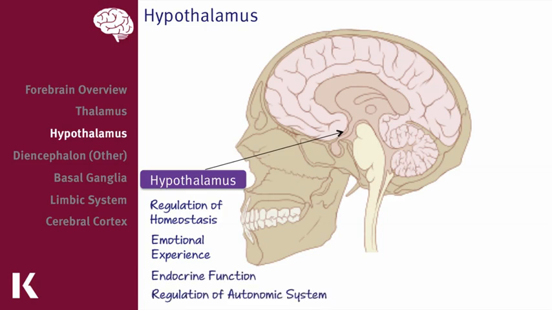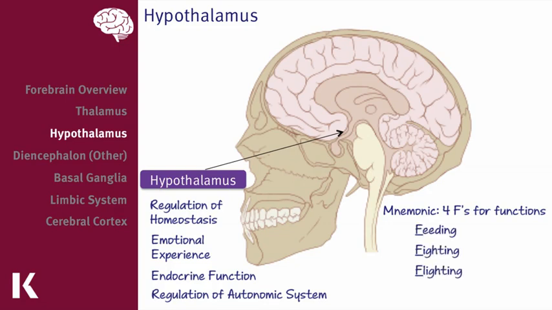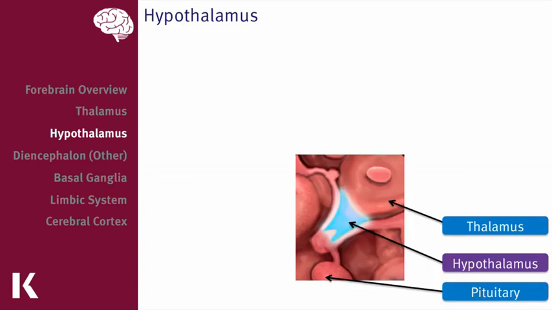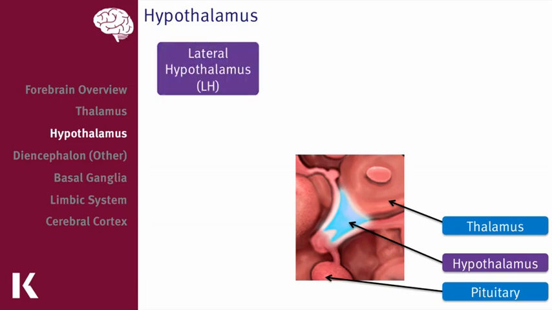And do know that for test day, we do have a mnemonic to help you remember the purpose of the hypothalamus, which is that it's responsible for the 4 F's of our functioning. There's feeding, fighting, flighting, and sexual functioning. The hypothalamus is located just below our thalamus, which makes sense. Hypo means less than or below, and the hypothalamus is connected to our pituitary. The hypothalamus is divided into 3 regions.